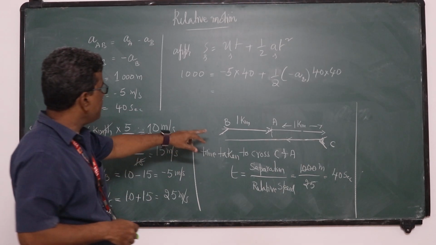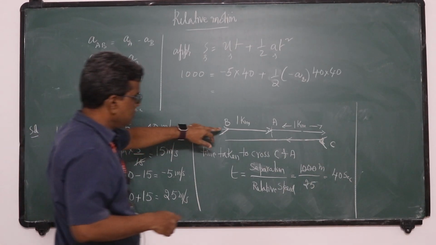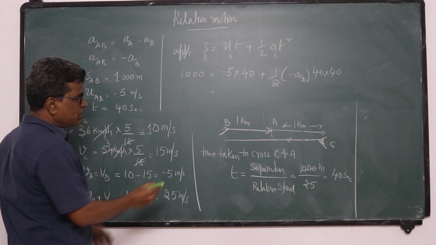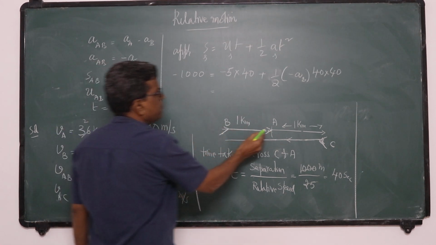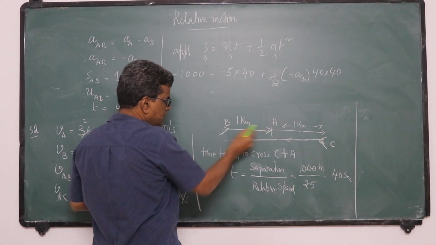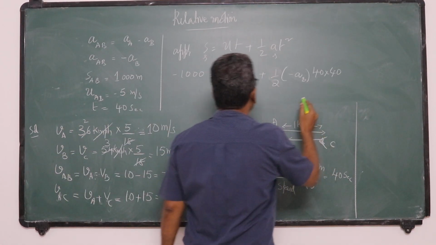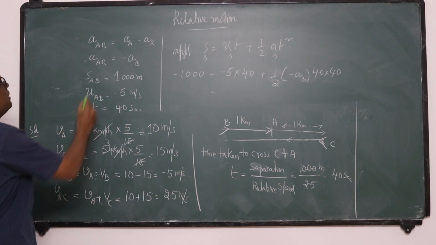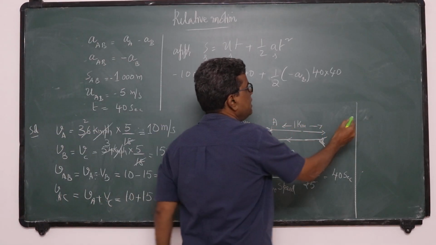Here the separation S_R, what does it mean? The relative position of A with respect to B. You have to substitute minus here. The position of A with respect to B: B is back, so you have to write minus 1000. That is why it is minus.